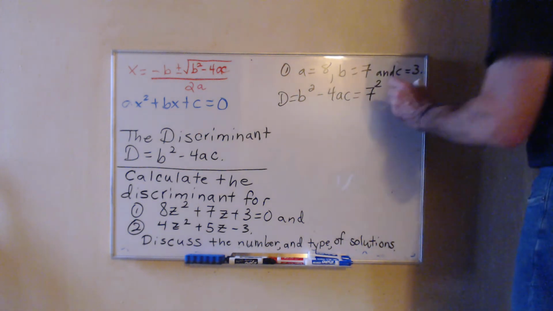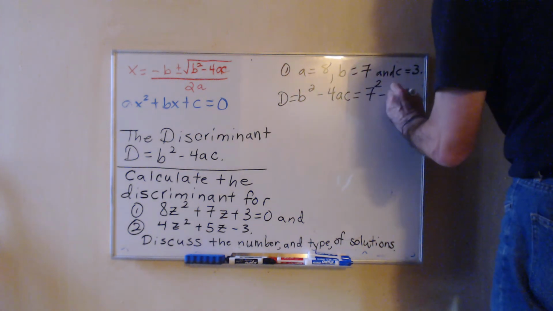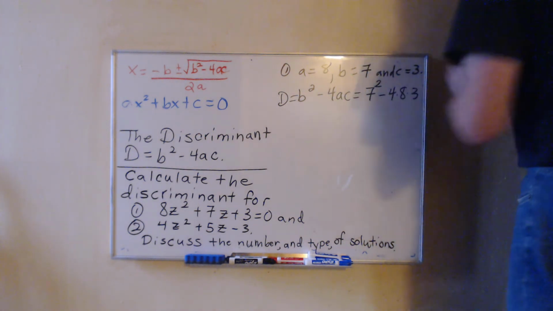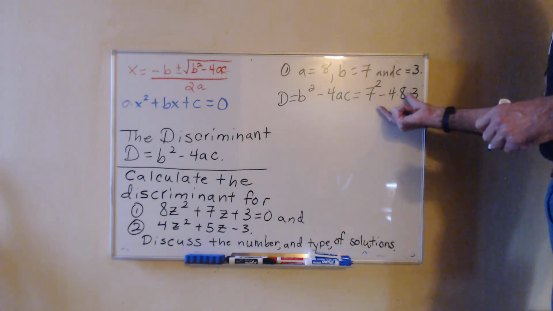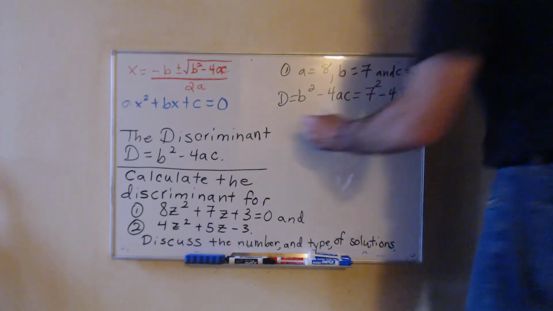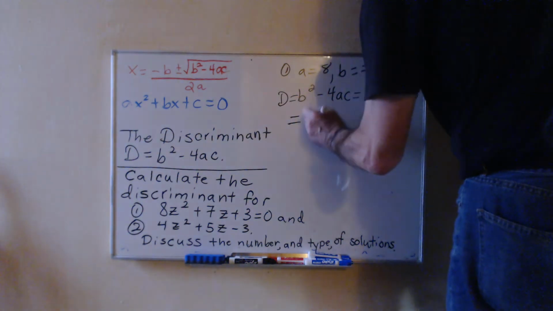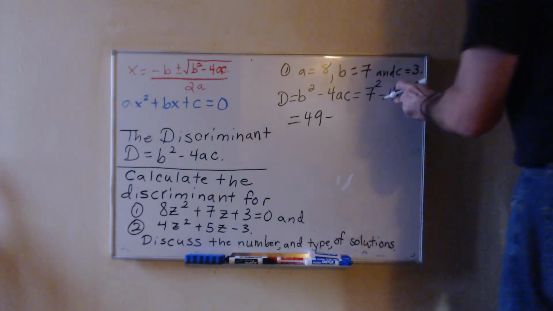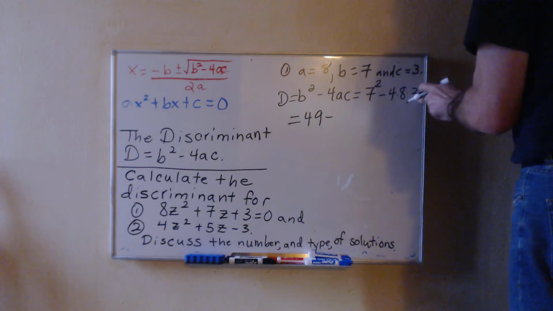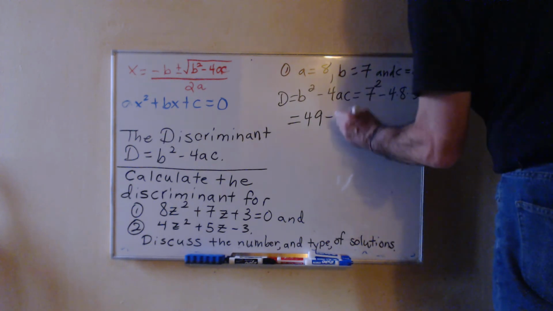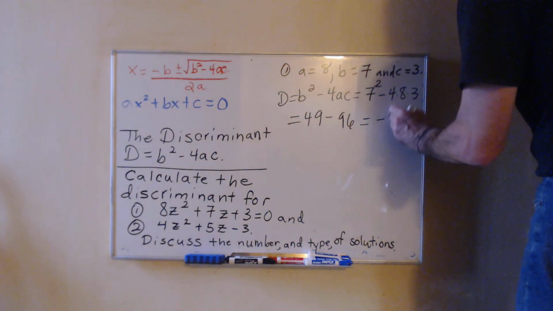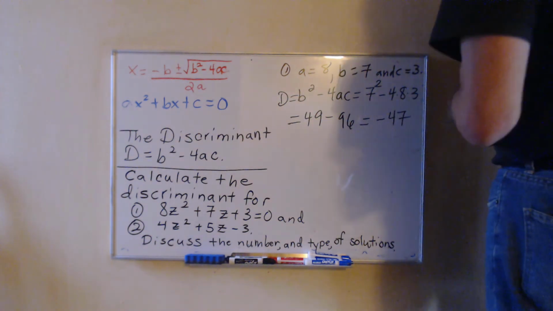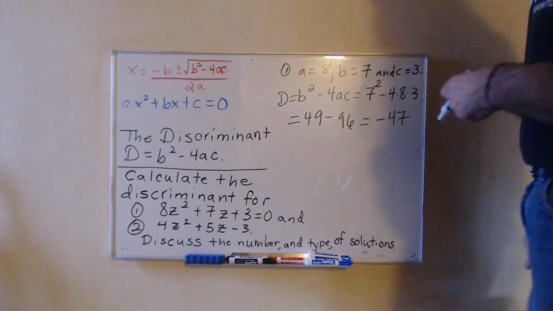So 7 squared minus 4 times 8 times 3. Counting, we only have a single minus or negative sign. So 49 minus 4 times 8 is 32, and 32 times 3 is 96. We're going to get a discriminant of negative 47 there.